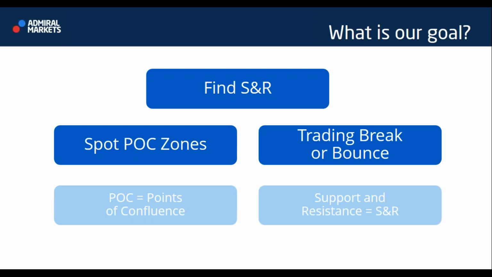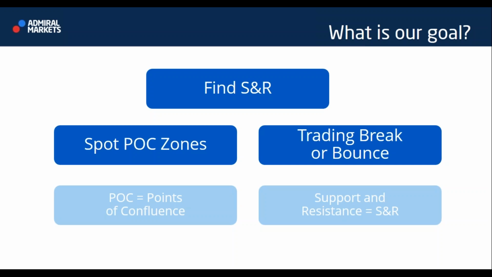But there's a slight difference. POC zones are basically multiple support and resistance levels, all right? So they give confluence. That's why we call them points of confluence. Although we could find one support or resistance level, it might not be that significant. It might not be that important, right? But if you find a bunch of them together, then we call them POC zones, because the more support or resistance, the more likelihood that the zone or level will have an impact on the market.